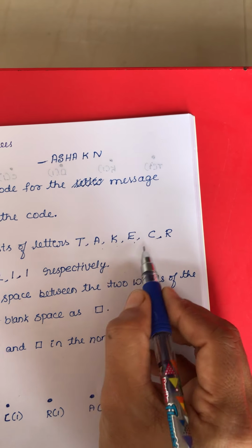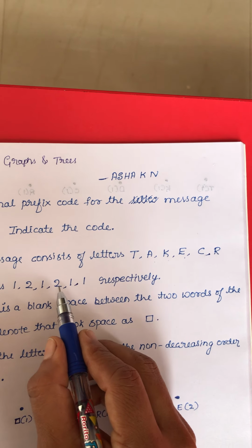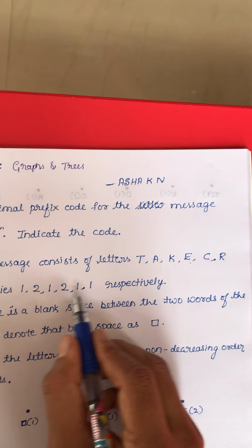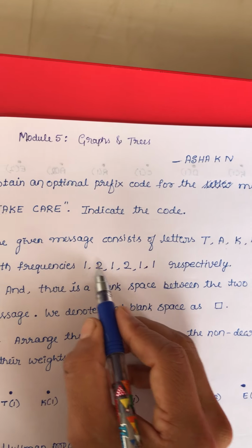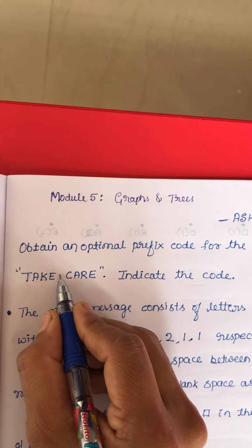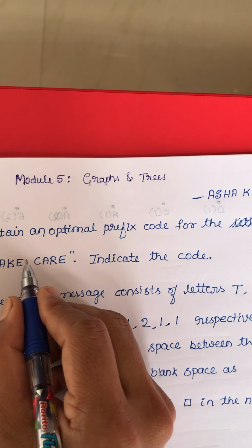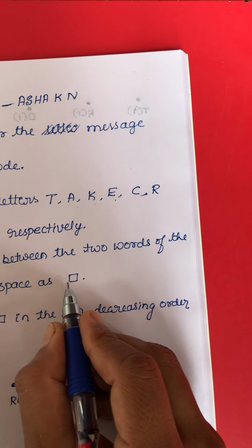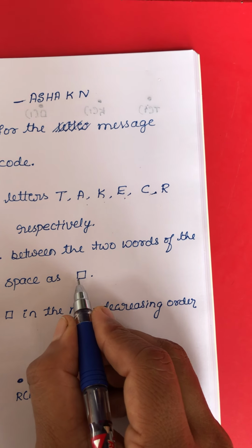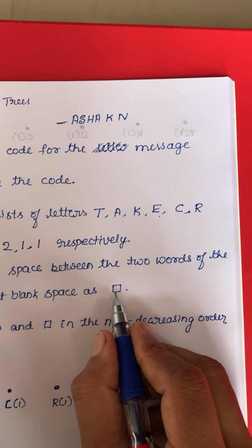How many times are these letters repeated? T appears once, A appears twice, K once, E twice, C once, R once. These are the frequencies of the letters in the given message. Then we can see there is a blank space between these two words. Take care, between these two words there is a blank space. That blank space is denoted by this particular symbol, and it appears once.